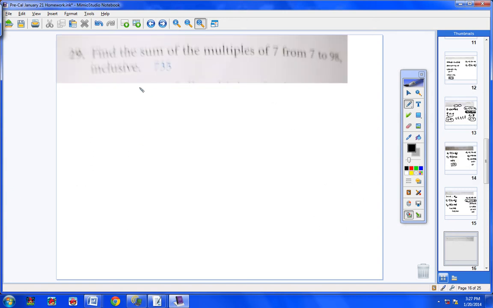Wow, that's a really clear picture there. Find the sum of the multiples of 7 from 7 to 98, inclusive. That means include 7 and include 98. So we have 7. This won't take too long to write out. 14, 21, 28, 35, 42, 49. You know what? This might take longer than I thought.